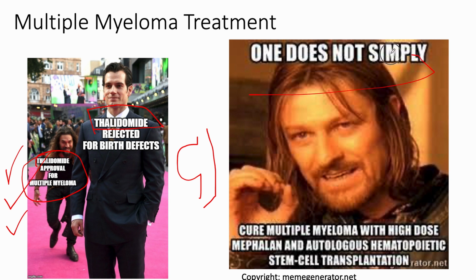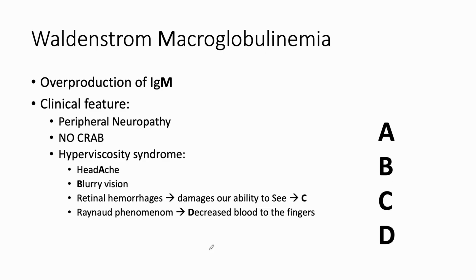So this one over here: one does not simply cure multiple myeloma with high dose melphalan and autologous hematopoietic stem cell transplantation. The melphalan and high dose autologous hematopoietic stem cell transplantation are there for giving the stem cell transplantation, because you need autologous stem cell transplantation, and melphalan is also a very effective anti-cancer drug along with thalidomide. So I think you need to give a combo of thalidomide, melphalan, and autologous hematopoietic stem cell transplantation.